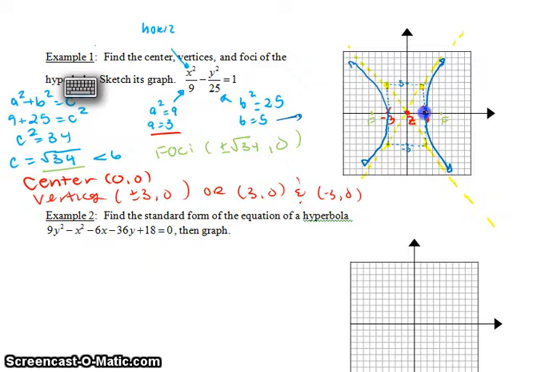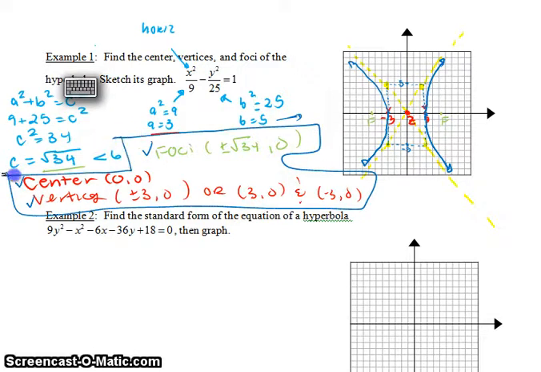Okay, so we had to find the center, the vertices, and the foci of the hyperbola, and sketch. So we found the center, the vertices, and the foci. So I'm going to box those in, and we had to graph, and that is everything for this problem.